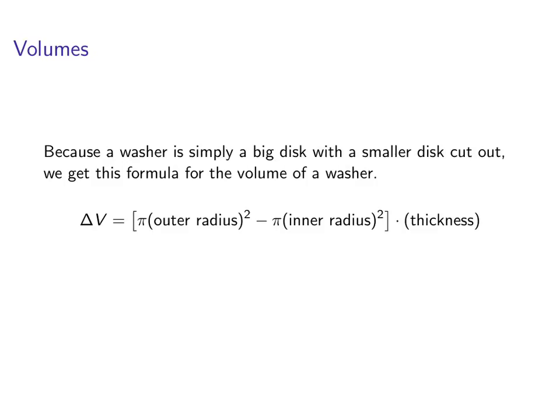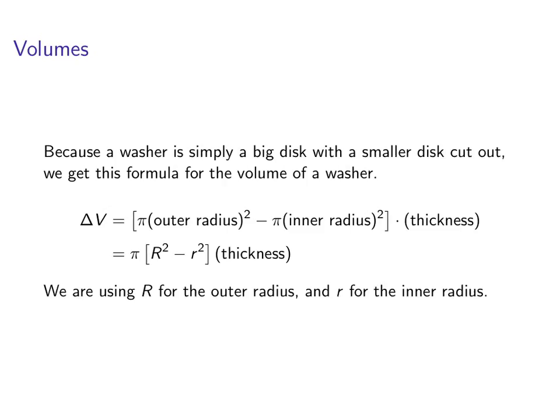And that gives you the area of the face of the washer, because you're just taking a big circle and subtracting off a little circle. And then you have to multiply by the thickness. So we're going to write this as pi times big R squared minus little r squared times thickness. I'm going to use R for outer radius and little r for the inner radius. I want to go back to the picture, but this time with the radii labeled.